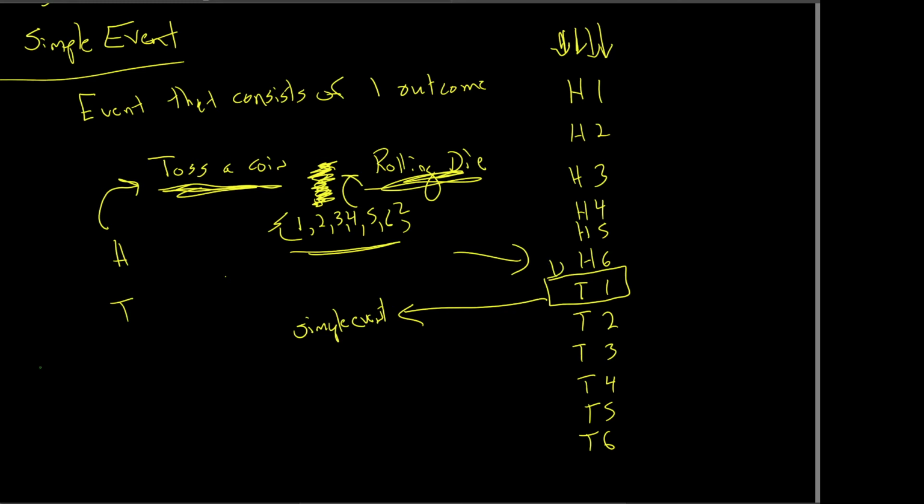Where a non-simple event has multiple outcomes. And so a non-simple event would be, let's say, toss heads and roll an even number.